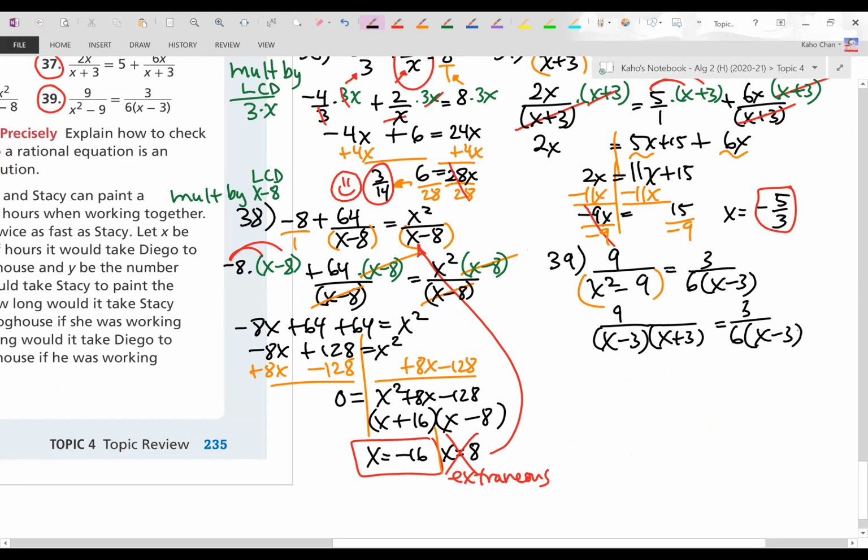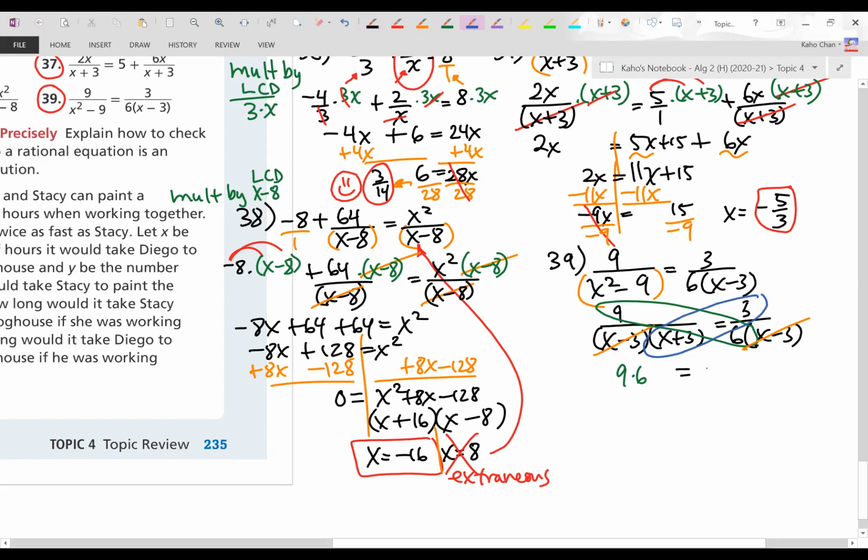Ooh, we have a difference of squares in the denominator. That can be factored. X minus 3 times x plus 3. Cool. X minus 3's can be canceled. That's a cool trick right there. And you know what? I have a proportion right now. I'm going to cross multiply. 9 times 6. Set it equal to the means, 3 times x plus 3.